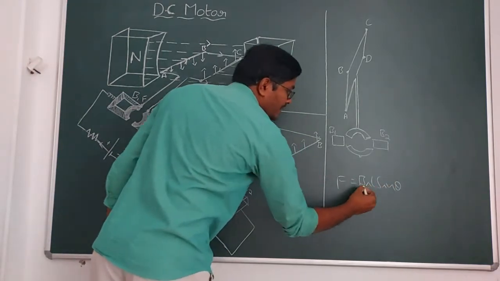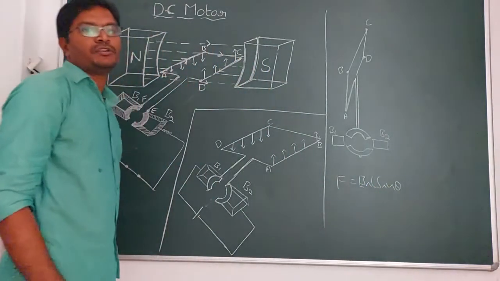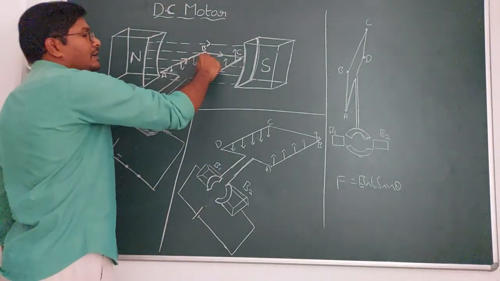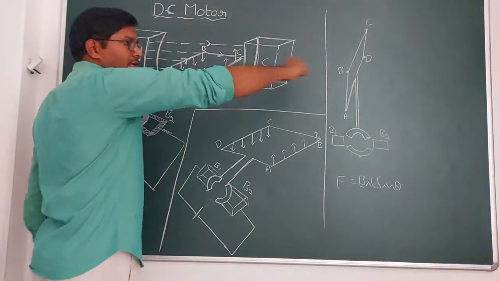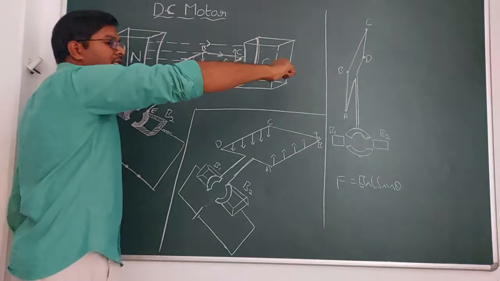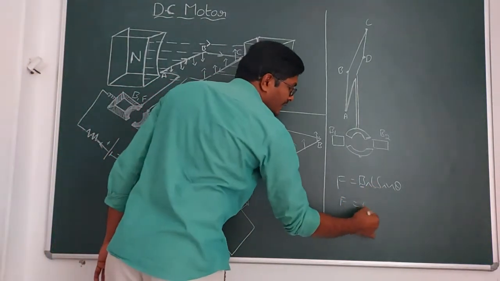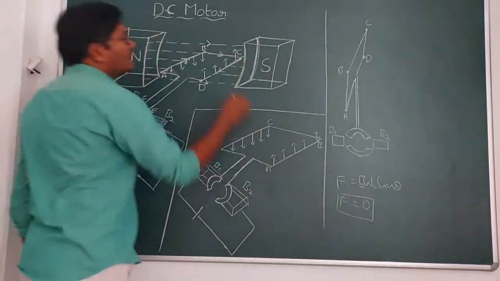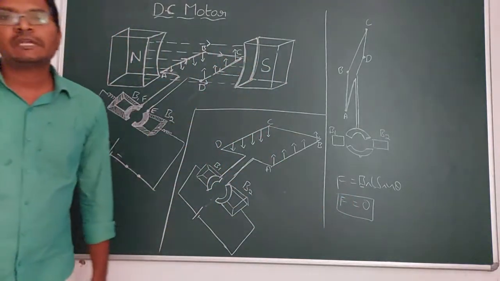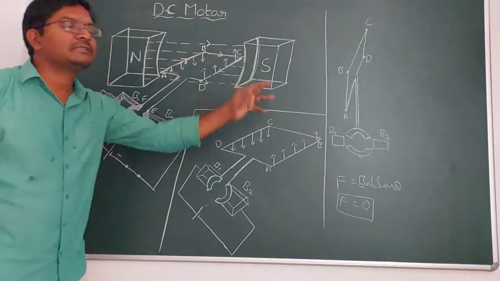So if the angle between B and L is 0 degrees, because they are parallel, here the current carrying conductor is in this direction, the magnetic field is also in the same direction, then sin 0 is 0, so the force experienced by the arm BC is 0. It does not experience any force.